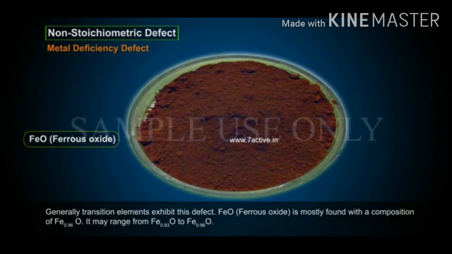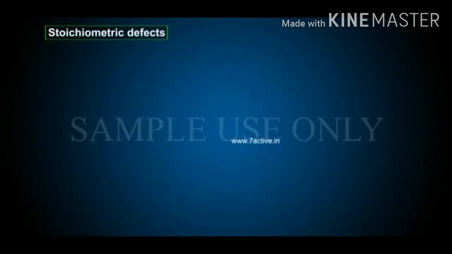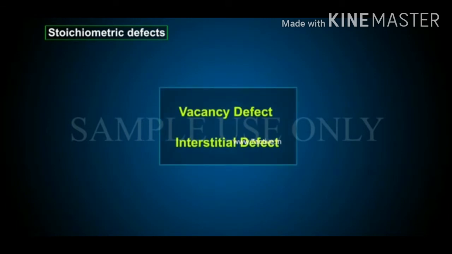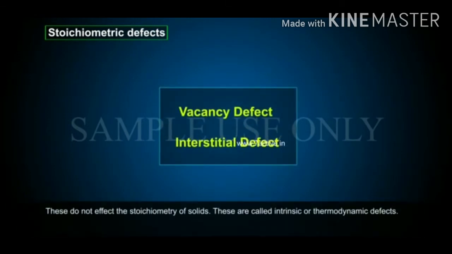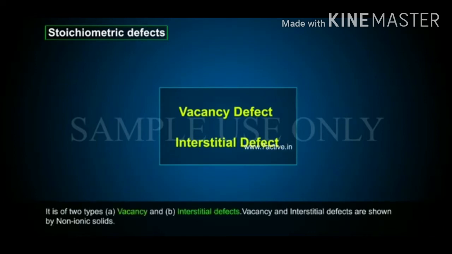Next, stoichiometric defect. Vacancy defect and interstitial defect are stoichiometric defects. These do not affect the stoichiometry of the solid. These are called intrinsic or thermodynamic defects. They are of two types: first, vacancy defect, and second, interstitial defect. Vacancy and interstitial defects are shown by non-ionic solids.